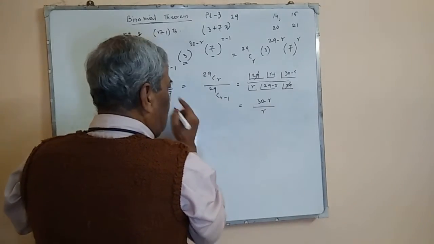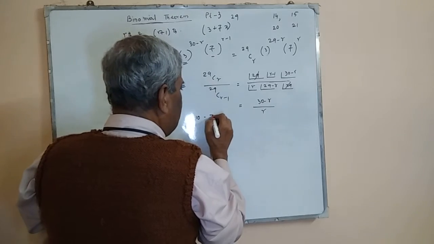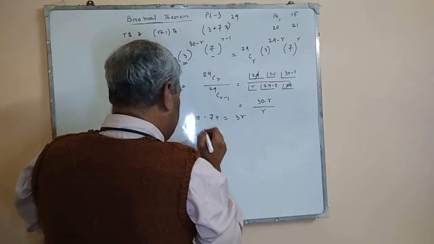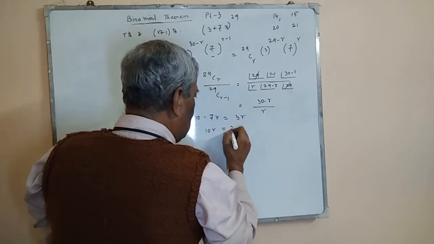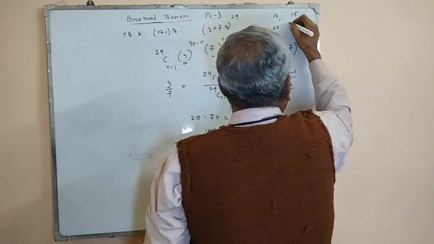Cross multiplying, 210 minus 7r is equal to 3r. So 10r is equal to 210. So r is equal to 21. So the fourth option is correct.